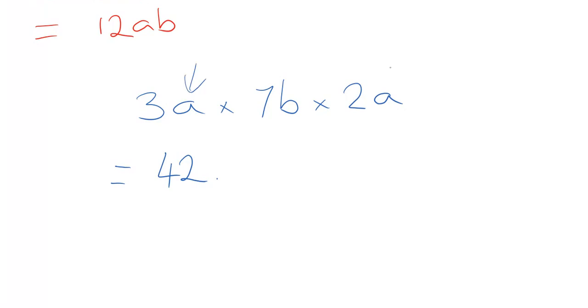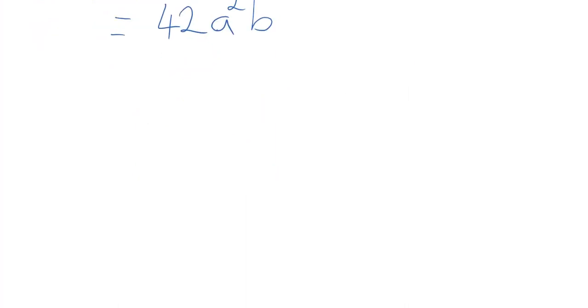We've got one here, and we've got one here. So that's going to mean we've got an A squared. And finally, we've got this B, so we better write that in as well. So this expression is going to simplify to 42A squared B. We could go even further than this, though. Let's just go and do an extension question now.